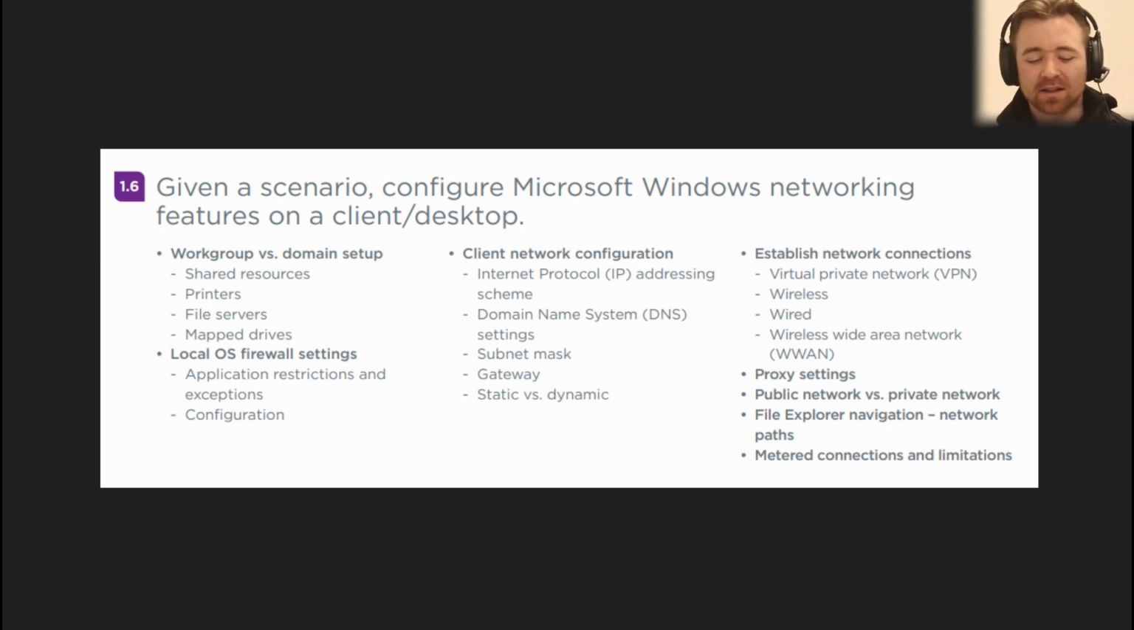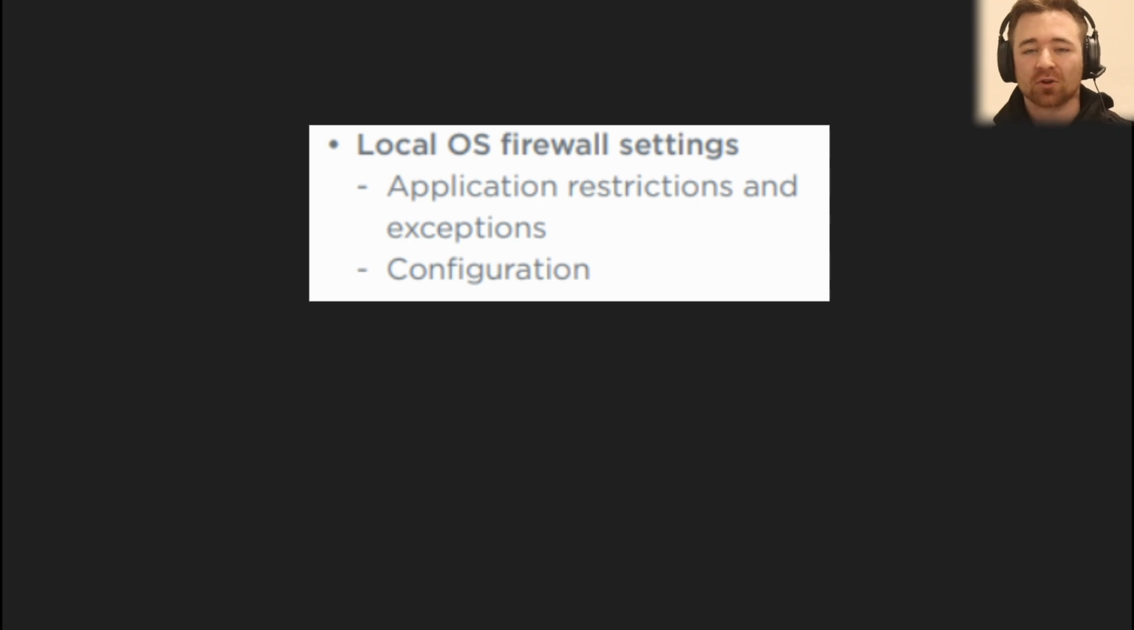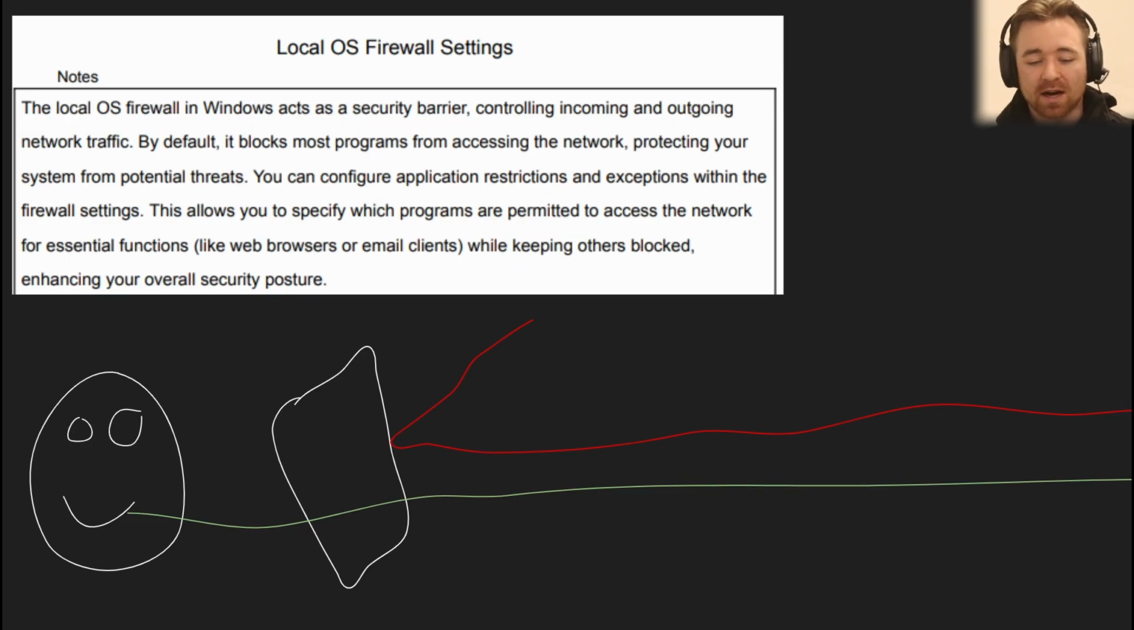The first thing you need to know about today is what we'll be covering, only a small amount in this particular video, which is local OS firewall settings. So let's have a look. Local OS firewall settings. First of all, what is the local operating system firewall? The local operating system firewall in Windows, right? We've talked about what it is already, what it's called. We should know that. Here's a bit about what it is and the settings that are available to you.